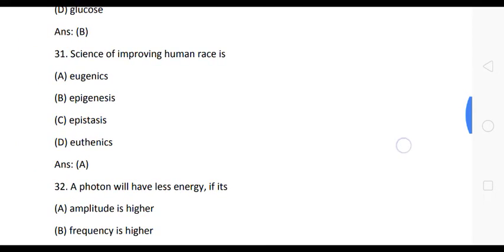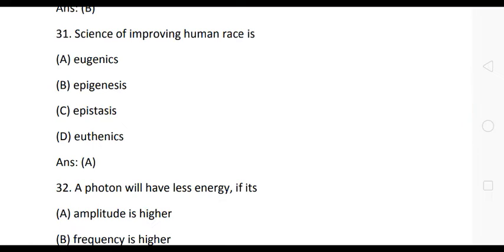The next question is, science of improving human race is, options are eugenics, epigenesis, epistasis, euthenics. The correct answer is option A, eugenics.